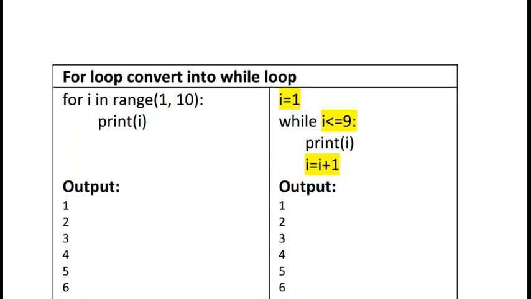Today I am continuing our chapter 4 looping topic, because looping is an important part. So today I am discussing a new concept. Here I want to discuss how to convert a for loop into a while loop. Last time I discussed how to convert a while loop into a for loop. Today I am discussing how to convert this for loop into a while loop.